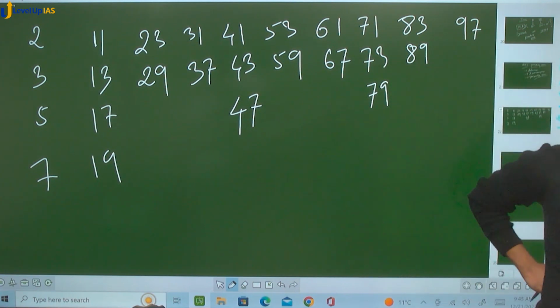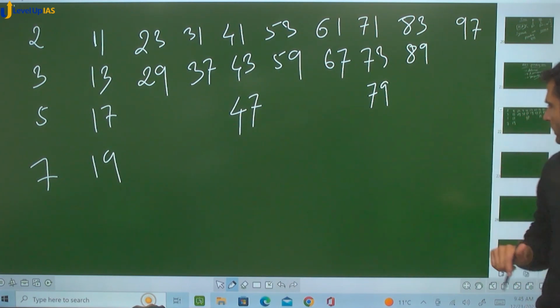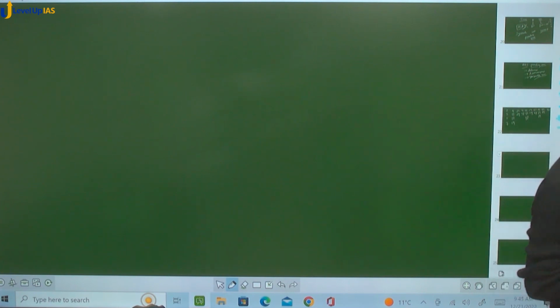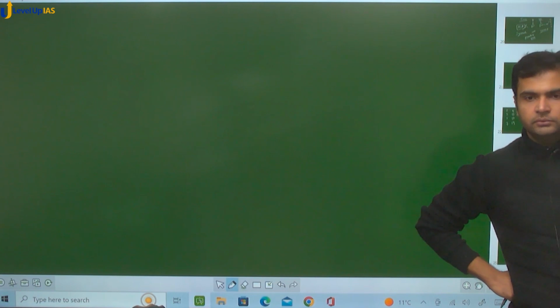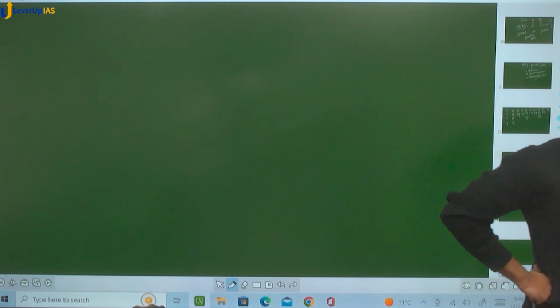हो रहा है, आंसर भी आ गया, क्यों एक क्यों नहीं है, मतलब फर्स्ट स्टेटमेंट, why is first statement wrong? First statement is P into Q can be an odd number.